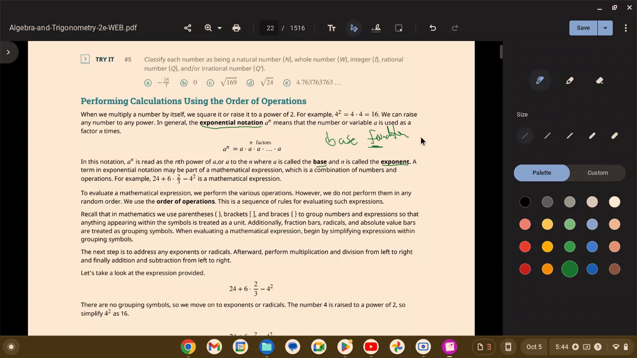A term in exponential notation may be part of a mathematical expression, which is a combination of numbers and operations. For example, 24 plus 6 times 2 over 3 minus 4 squared is a mathematical expression. To evaluate a mathematical expression, we perform the various operations. However, we do not perform them in any random order. We use the order of operations, and I have to make a statement before we continue.